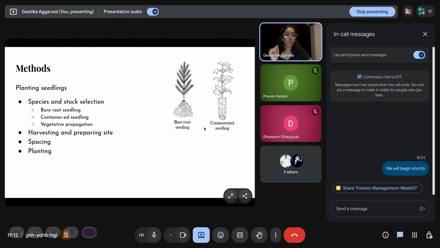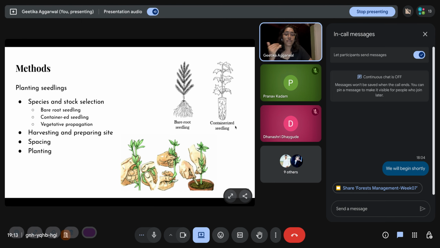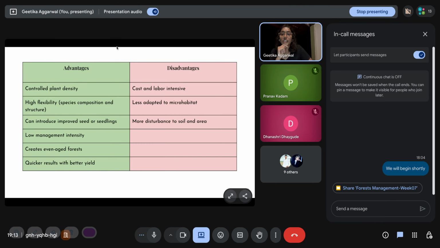This is what a bare root seedling looks like. The roots are bare, there's no particular earth connected next to it, no soil. Here you have soil in which the roots are embedded, so it's containerized. And then this is a vegetative propagule. You cut off the stem and then you put the stem directly into the soil and it will grow into a new plant. This comes with its own advantages and disadvantages.